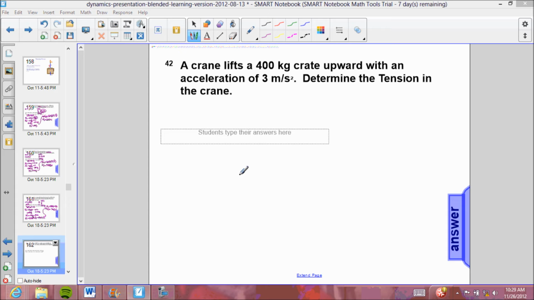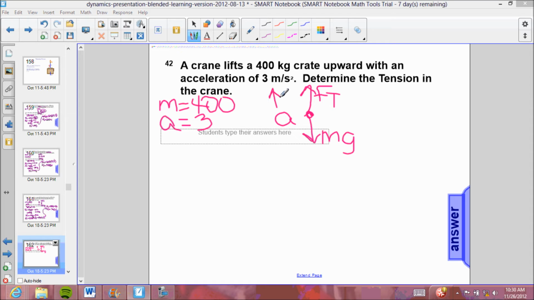Alright. Next one. A crane lifts a 400 kilogram crate upward with an acceleration of 3 meters per second squared. Determine the tension in the crane. So for this one, we've got that our m equals 400, and our acceleration is 3. And if we draw our free body diagram, mg is always down. In this case, Ft is up for our crate, our crane lifting it. Since it's lifting it up, our acceleration is also up.